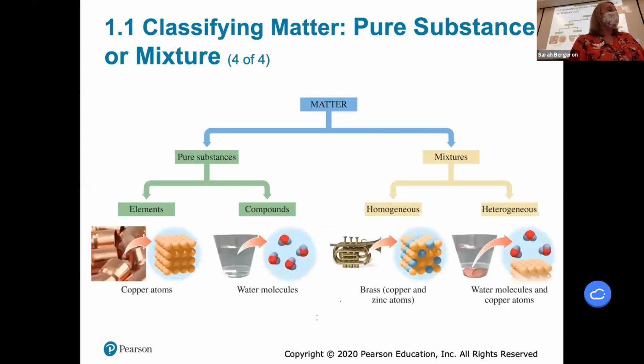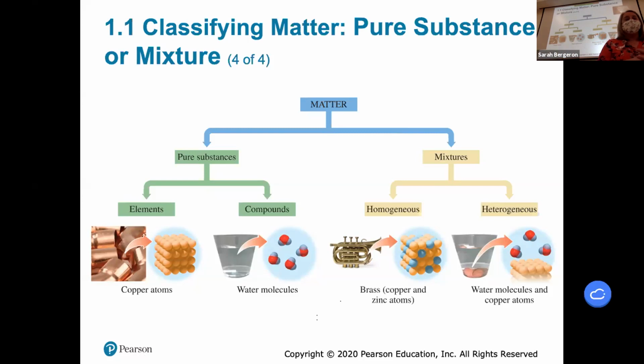So I'm just showing you some other examples. Here's copper. They use copper a lot of times in pipes and things like that, but it's all copper in there. The compound we've been talking about already was water, so that's a pure substance. We go over to mixtures. Here's a mixture you probably hadn't thought about before, an alloy. An alloy is a mixture of atoms inside of a metal.